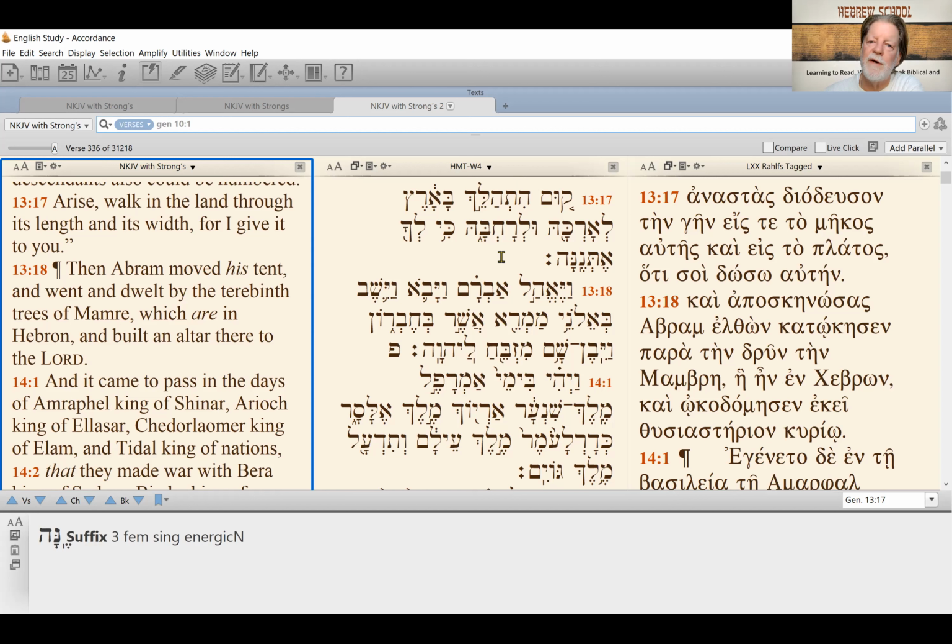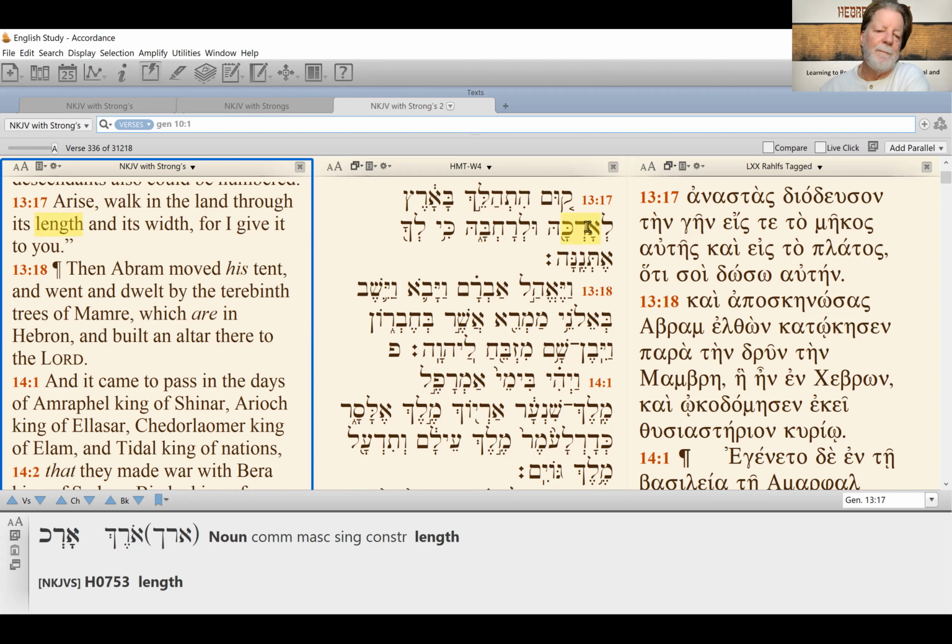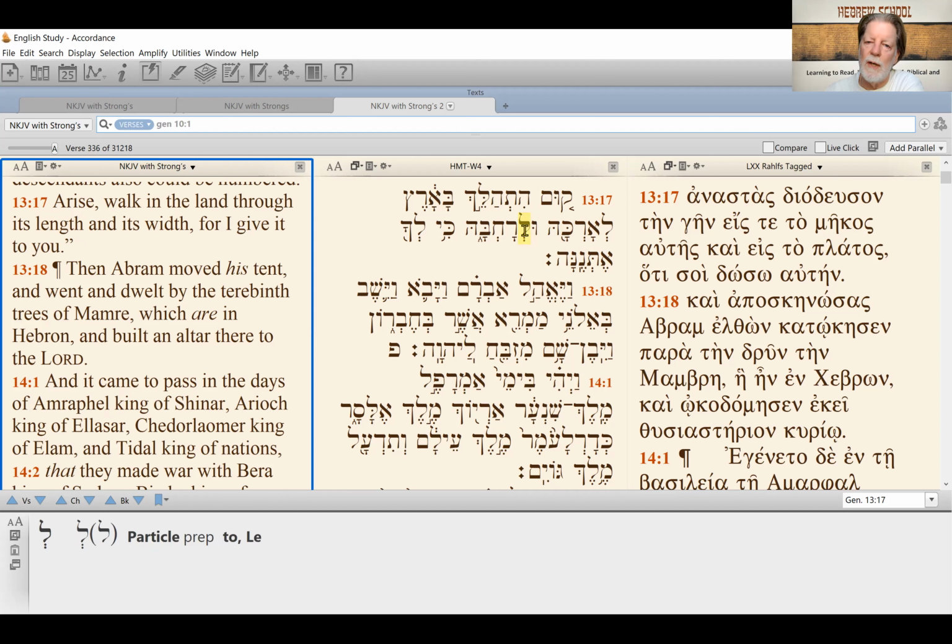Let's go with the Hebrew over here, verse 17. Kum hithalech ba'aretz la'araka ula rachava ki lecha et nena. Kum means stand up or rise. Sometimes it means to rise from the dead, but here it just means get up from where you're standing and walk. Hithalech, cause yourself to walk. Ba'aretz, in the land. La aracha means the length, arach. Sometimes it's a noun, sometimes it can be used verbally, like to extend something. Aracha can mean to extend something. U la rachav is the width. Rachav is width. Ki, because, lecha, to you, et nana.